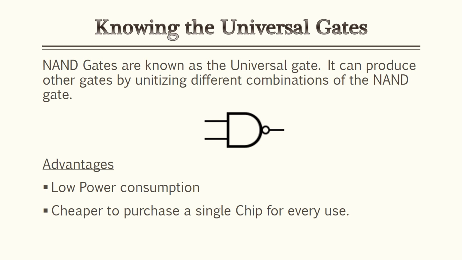Now, there are a couple of advantages of doing this. One, NAND gates have low power consumption compared to other gates, as well as it's cheaper to purchase a single chip for every use. If I'm able to stockpile one chip for everything, then that would save me cost, as well as save me space in the long run when creating my final equation. And we'll go over examples later of how that's done.